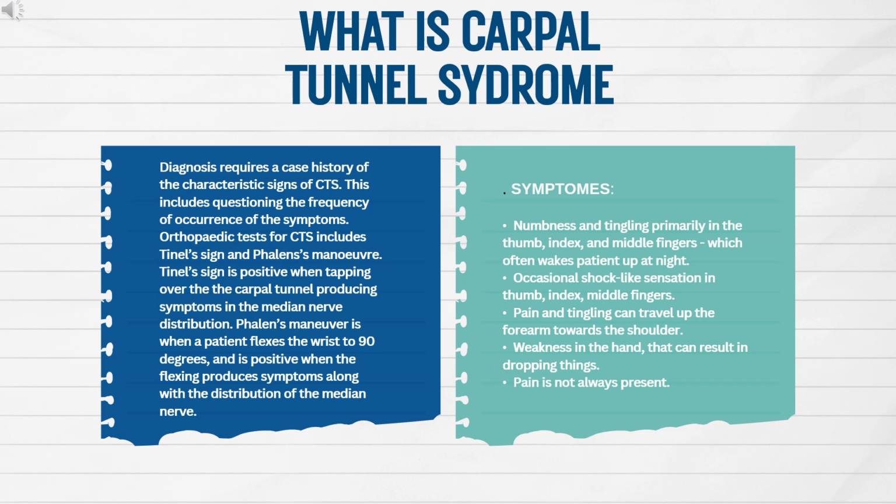Symptoms that carpal tunnel syndrome may present with include numbness and tingling primarily in the thumb, index, and middle fingers, which often wakes the patient up at night. Occasional shock-like sensation in the thumb, index, and middle fingers. Pain and tingling that travel up the forearm towards the shoulder. Weakness in the hand that can result in dropping objects. However, the pain is not always present.